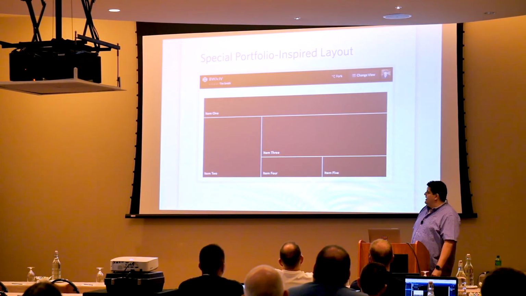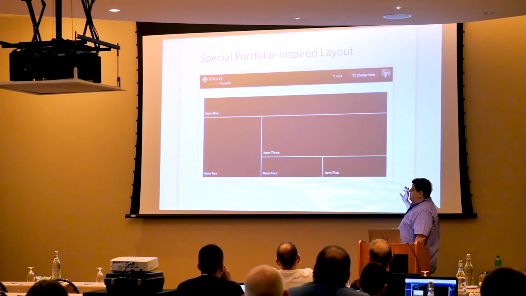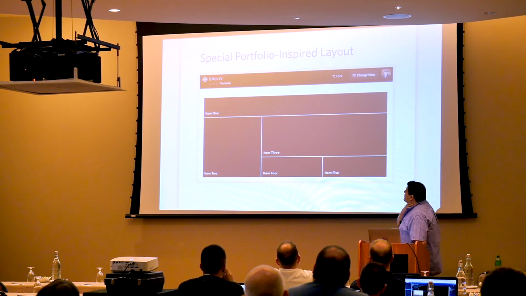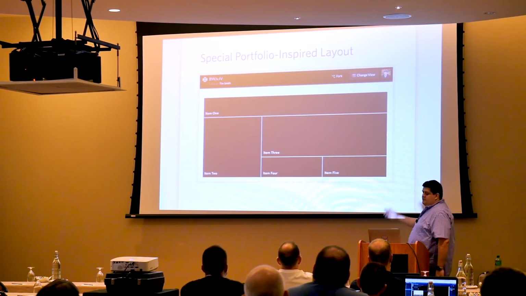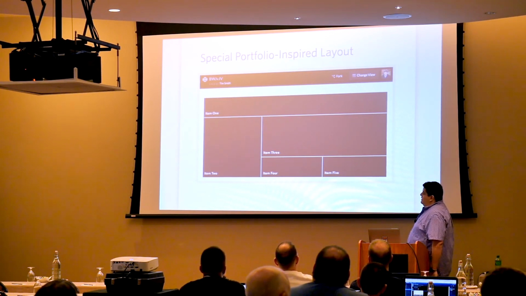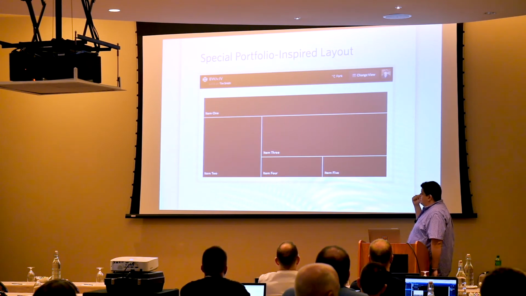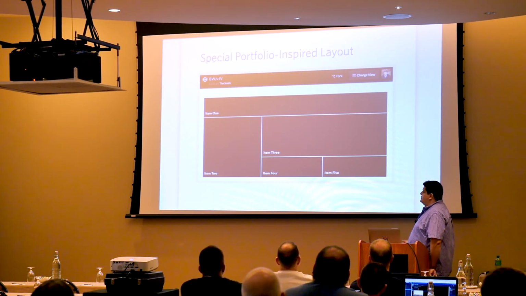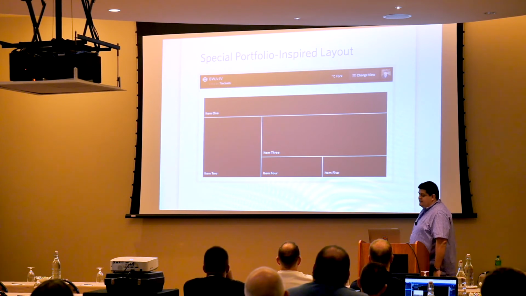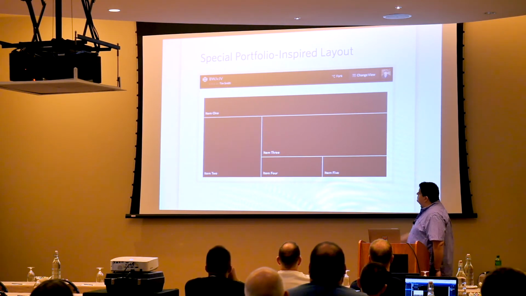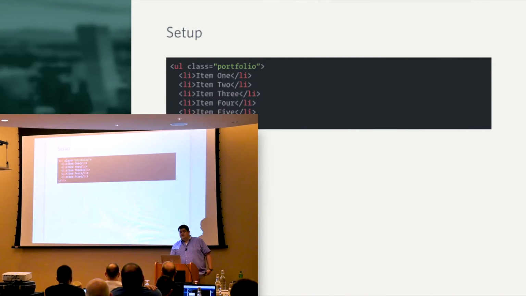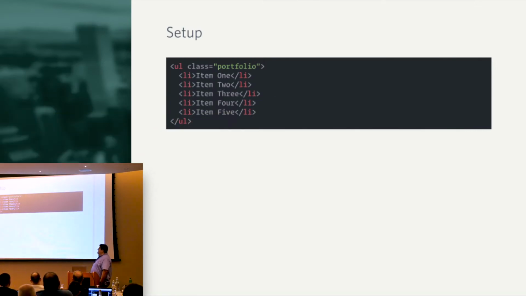All right, let's try a different layout. So this is a layout that I did for my portfolio, because I wanted to do something a little bit more interesting than I'd been doing before. A layout like this is, I'm going to say impossible with floats, very difficult with Flexbox, but quite simple with CSS Grid. So again, let's set it up. With our unordered list, we'll say we want 5 different items in there. Then we'll set up our grid container.